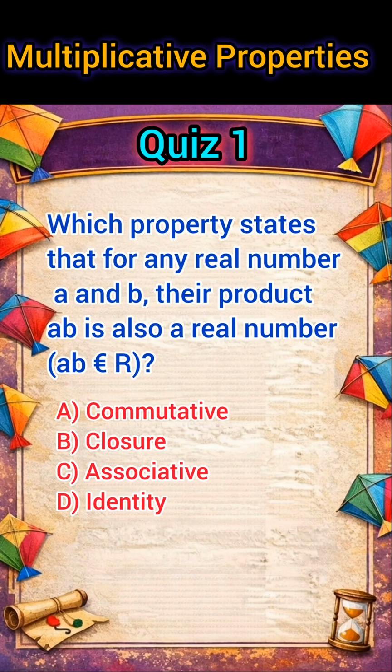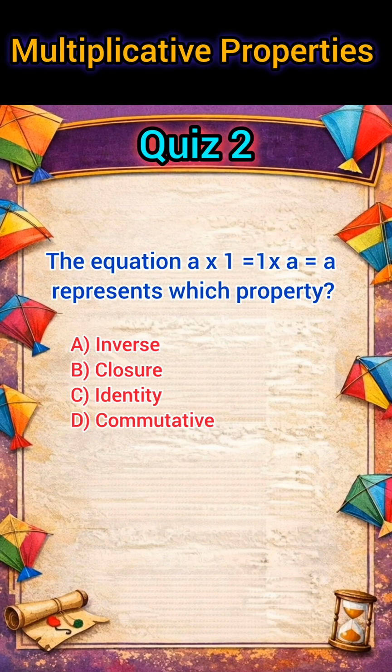1. Which property states that for any real numbers a and b, their product a × b is also a real number in R? A. Commutative. B. Closure. C. Associative. D. Identity. 2. The equation a × 1 = 1 × a = a represents which property?